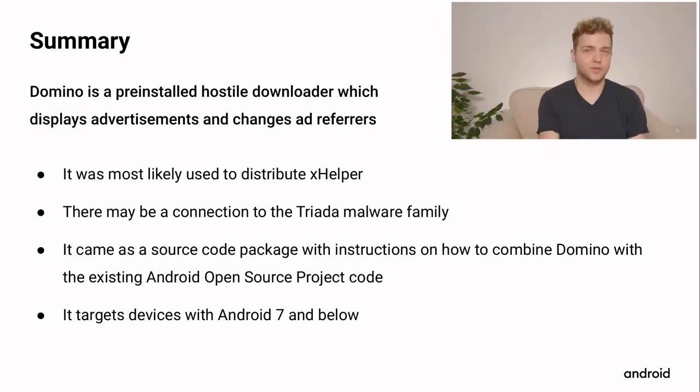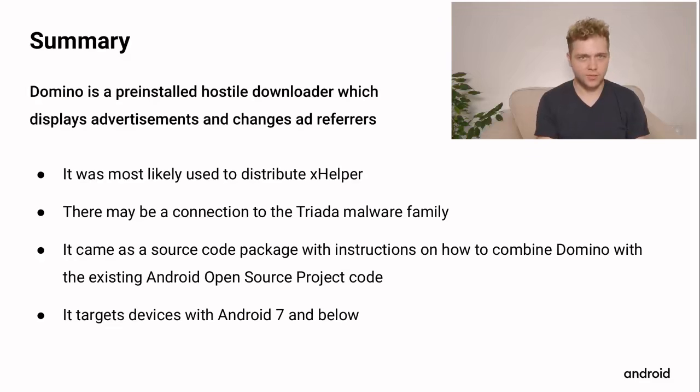The first thing is that Domino is a pre-installed hosted downloader which displays ads and changes the ad referrers. This is what I was talking about a second ago. It is most likely used to distribute xhelper. It may be used as one of the methods to distribute xhelper along with Triada. It may have connections to the Triada malware family. It's not clear to me whether Triada and Domino are separate distribution channels, or maybe they are controlled by the same group behind the scenes and are distributing xhelper using two different channels.